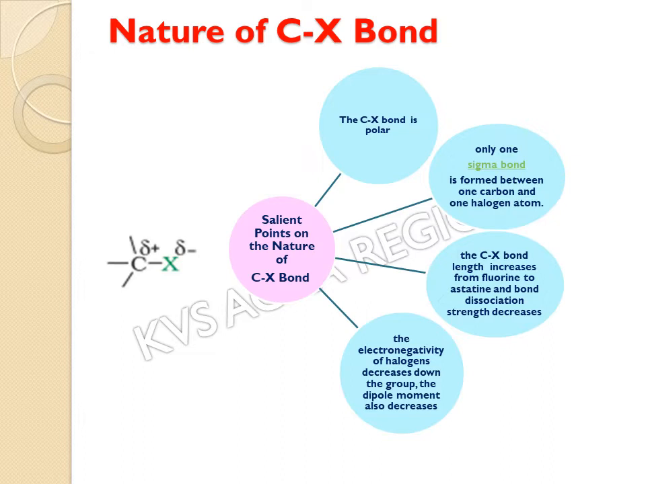So the points on the nature of the C-X bond that we should keep in mind are, number one, the C-X bond is polar. Number two, only one sigma bond is formed between one carbon and one halogen atom. Thirdly, the C-X bond length increases from fluorine to astatine, and bond dissociation energy decreases because of the increase in the size of the halogen atom. The electronegativity of halogen decreases down the group, so the dipole moment also decreases.